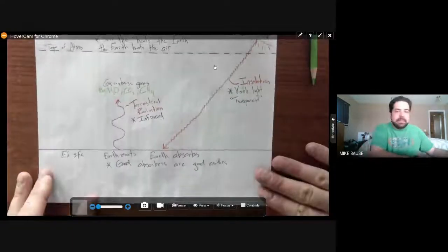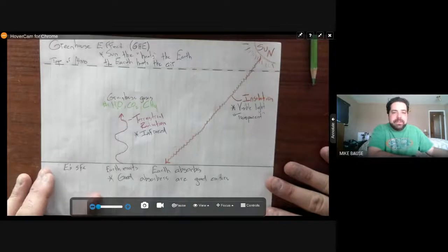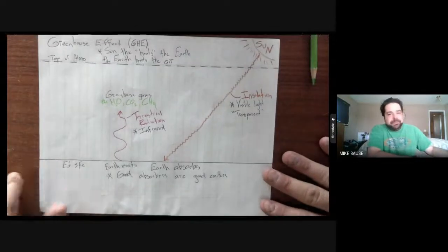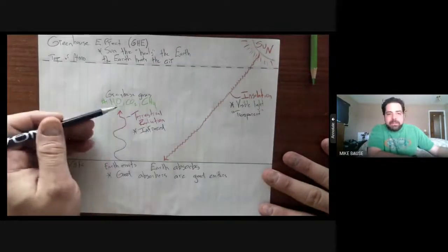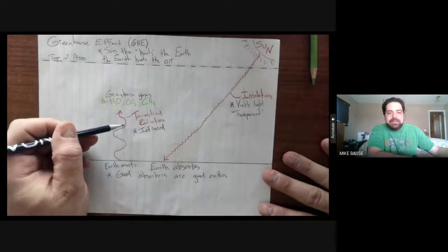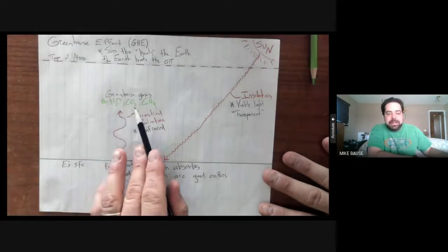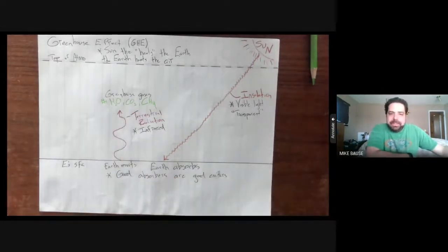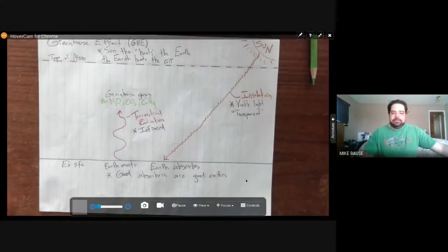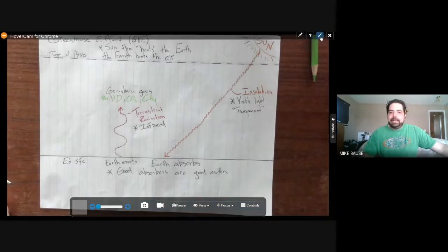So that's it. The sun heats the Earth heats the air. Infrared can't get through our atmosphere. It has a longer wavelength, and these particular molecules absorb that particular type of light fairly well. Bada boom, bada bing.